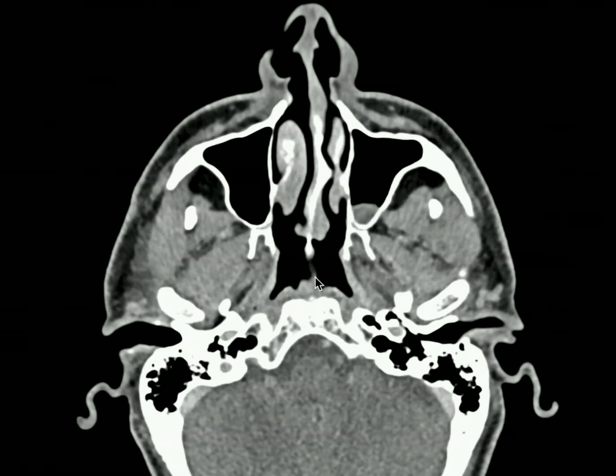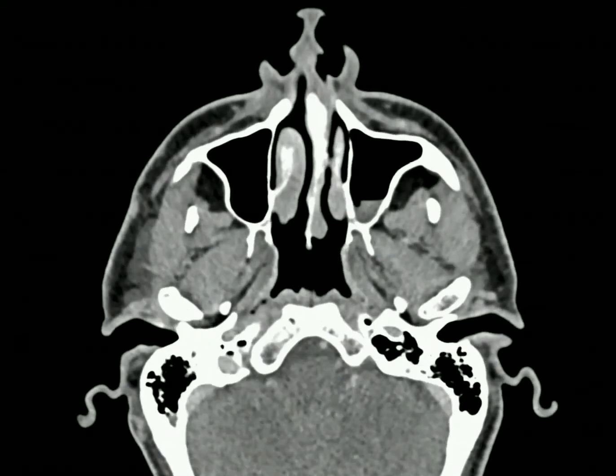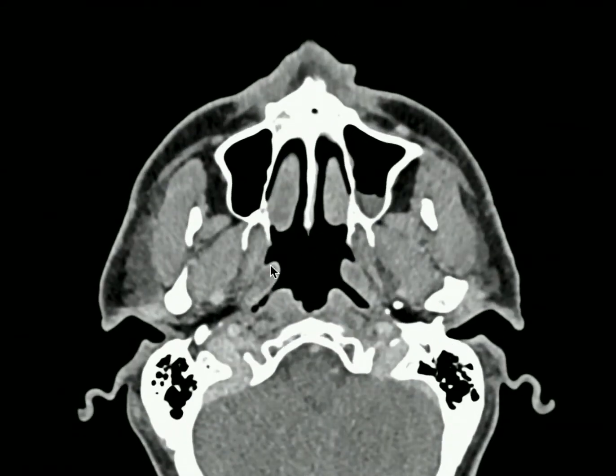Looking back posteriorly now, let's talk about the tonsils in greater detail. I mentioned before the tubal tonsil, which will be just anterior to the salpingopharyngeal folds, or posterior to the eustachian tube orifices, right along here.